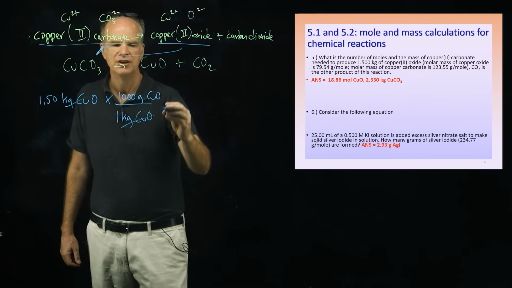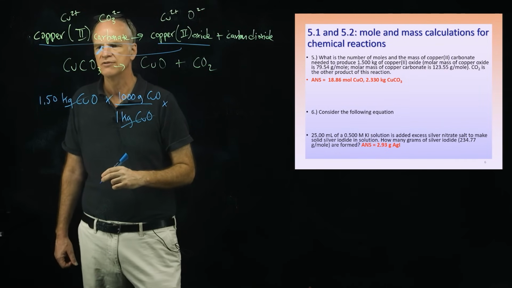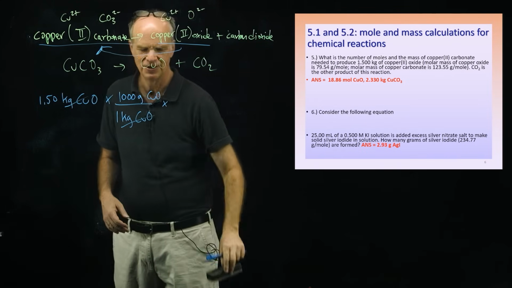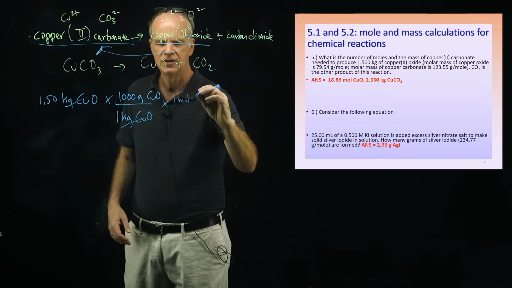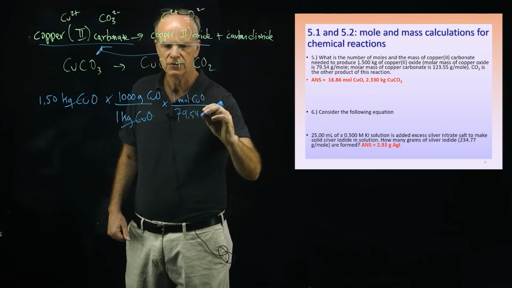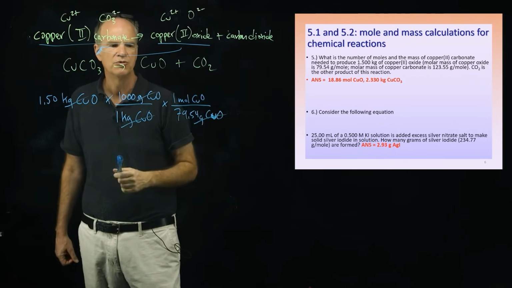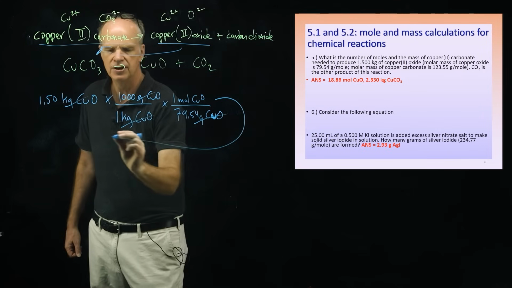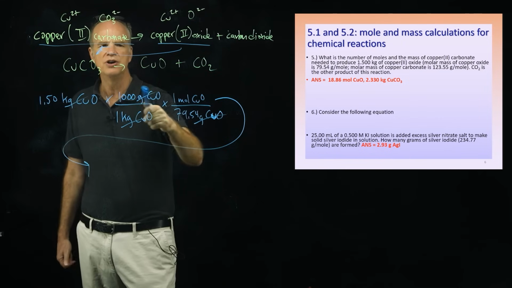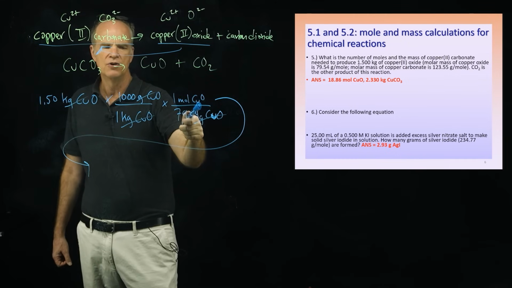Now we have to get this into moles of copper oxide using the molar mass, which fortunately we're given. So it's times 1 mole copper oxide over 79.54 grams of copper oxide. The grams of copper oxide cancel, and we get an answer in moles of copper oxide. And then where we're going with that is, now we can go to copper carbonate. And you will note that 1 mole of copper oxide is produced for every 1 mole of copper carbonate.